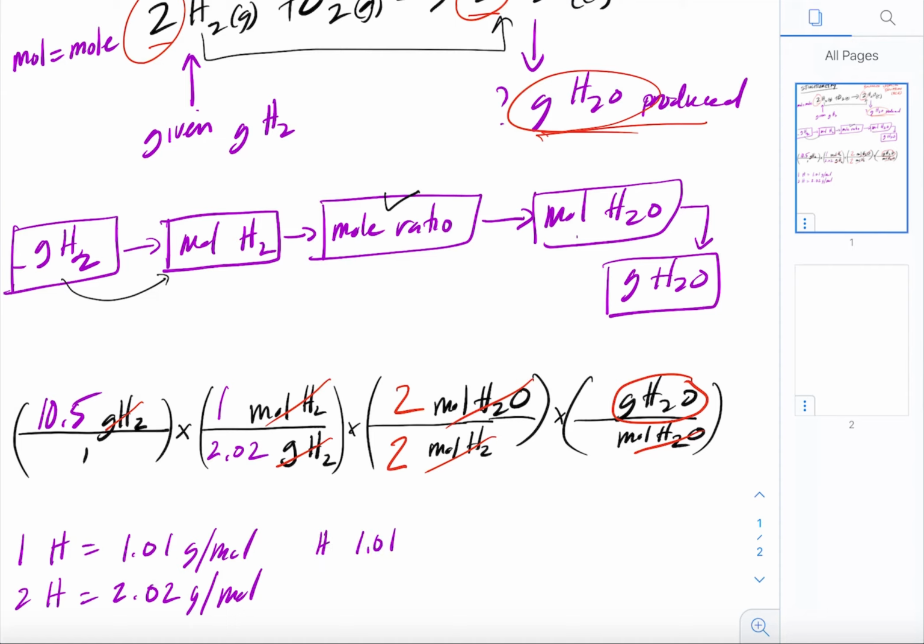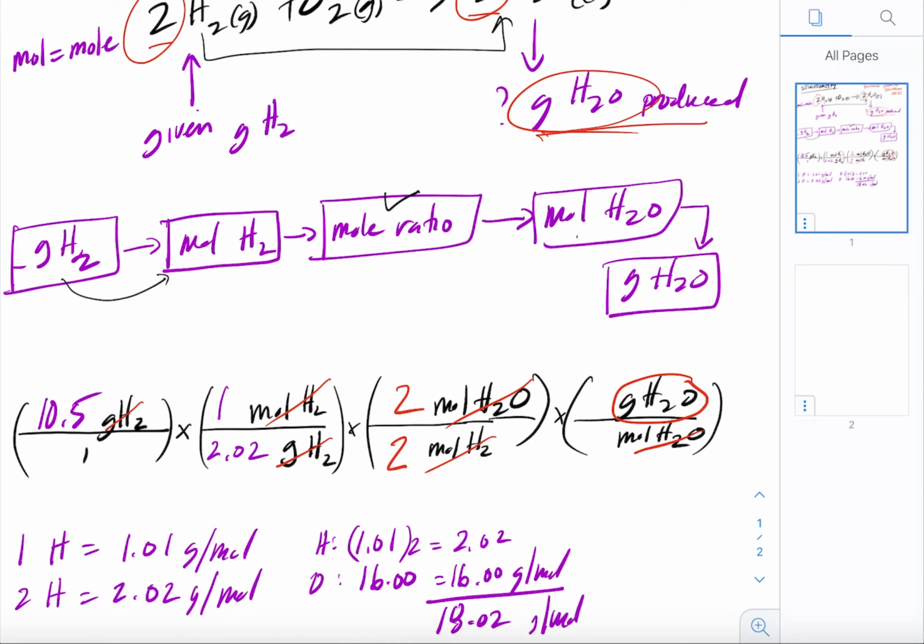Now for water, we have 2.02 grams per mole for the hydrogen, and oxygen is 16.00. Now often we see this as 15.9994, but 16.0 is perfectly fine. So that's 16.0 grams per mole, and then we add those up, we get 18.02 grams per mole. So we're going to put that into our expression. Not a lot of room, so we're going to put it right up above with an arrow. That's fine.